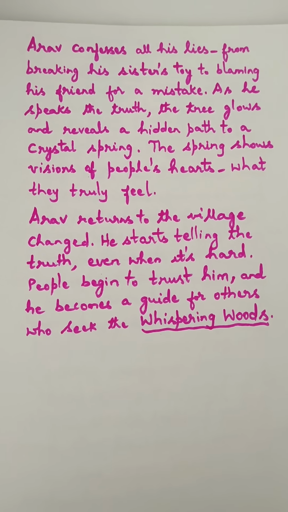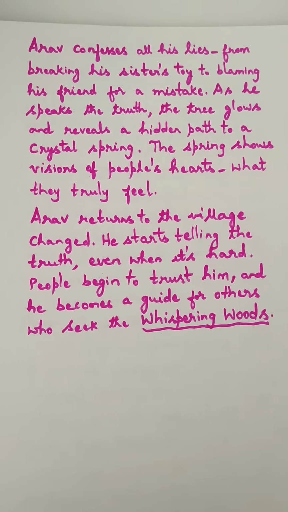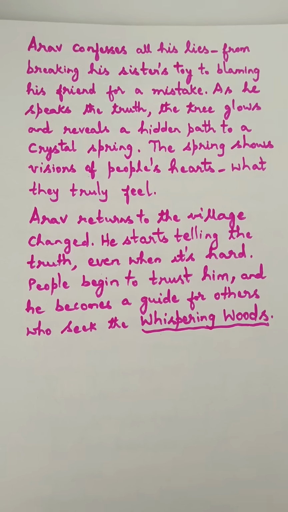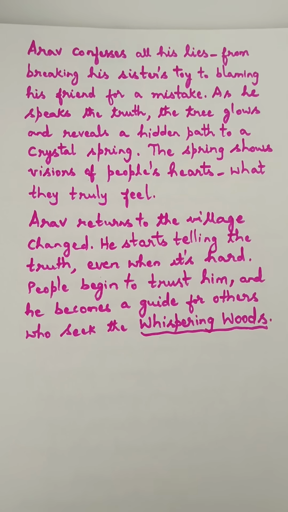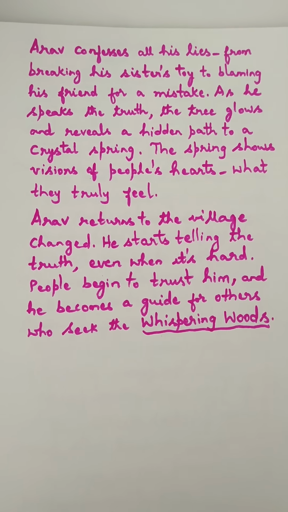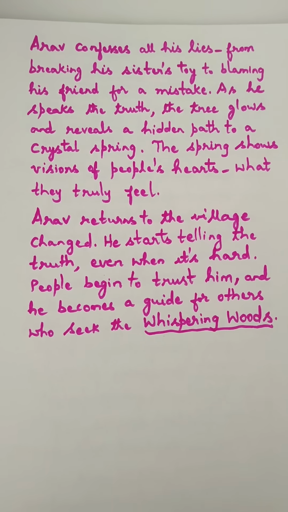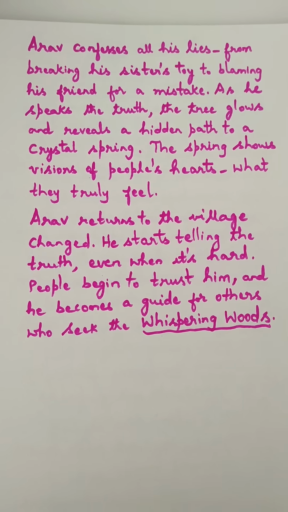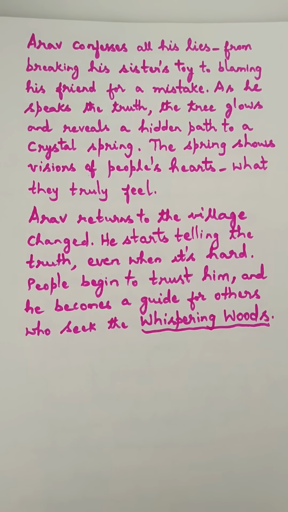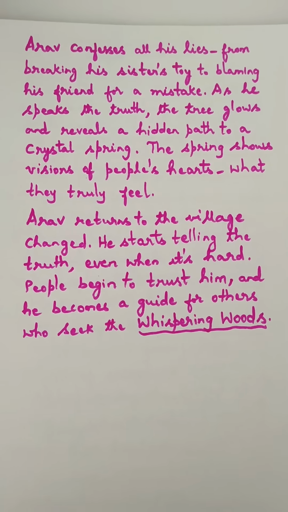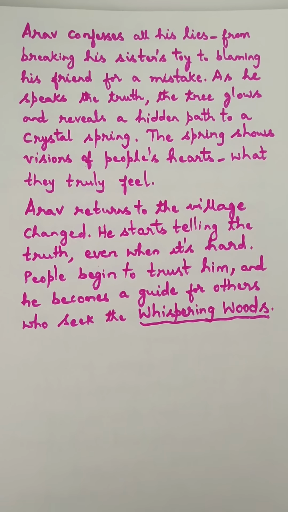Arav confesses all his lies, from breaking his sister's toy to blaming his friend for a mistake. As he speaks the truth, the tree glows and reveals a hidden path to a crystal spring. The spring shows visions of people's hearts, what they truly feel.